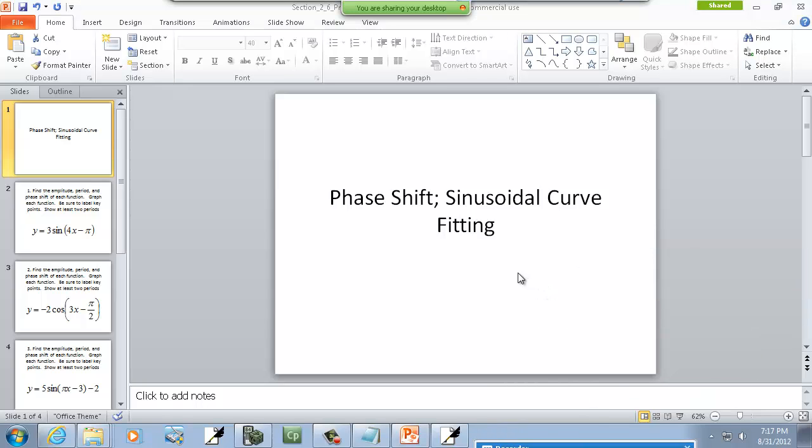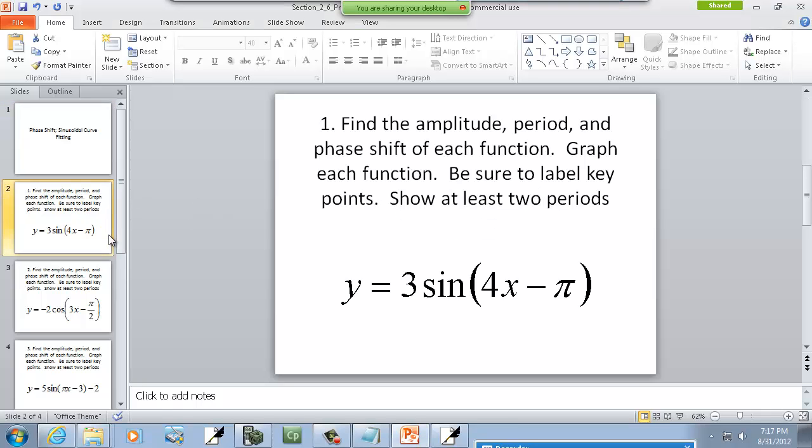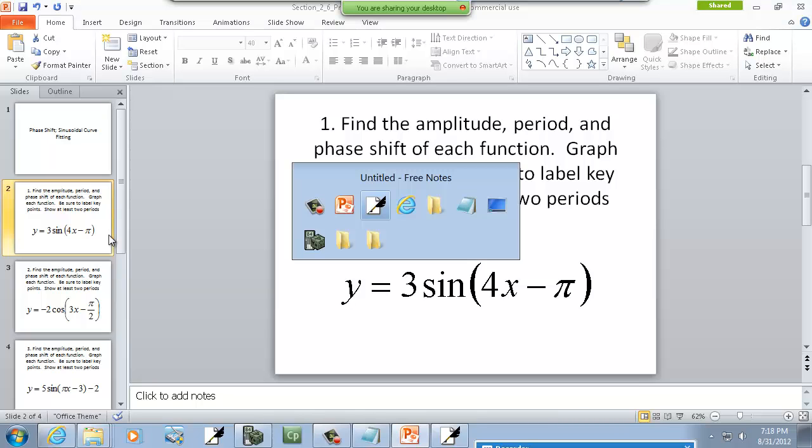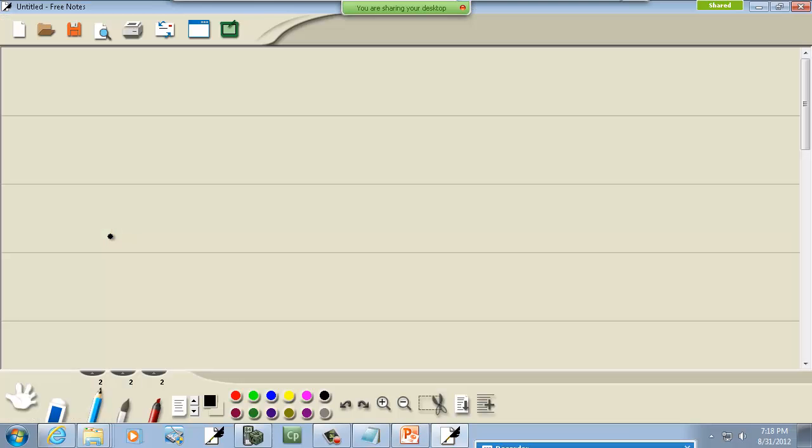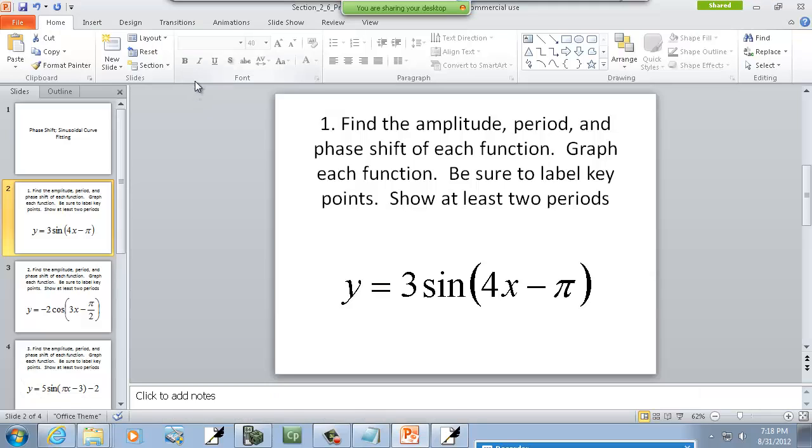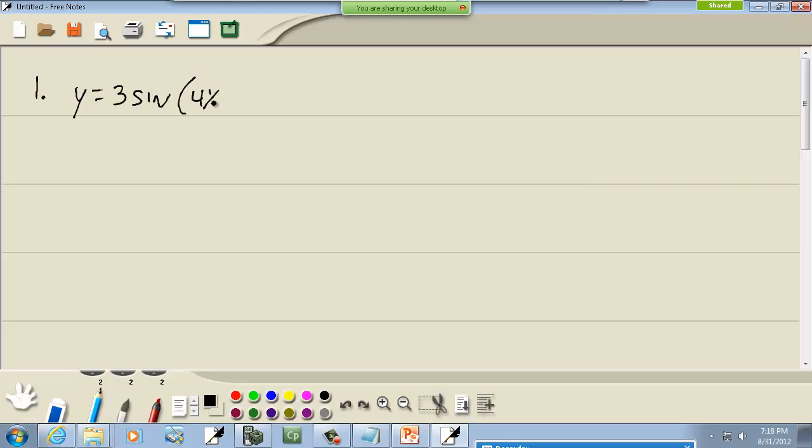Okay, let's look at this section. This is phase shift, sinusoidal curve fitting. We're just going to look at the phase shift portion, though. And let's look at this with an example. We got y is equal to 3 sine of 4x minus pi.